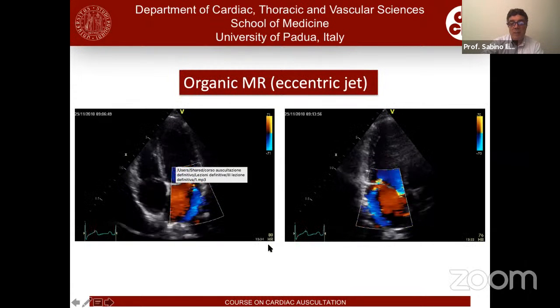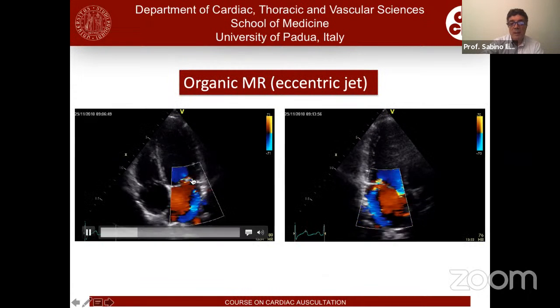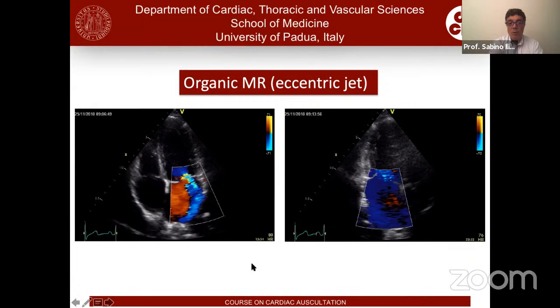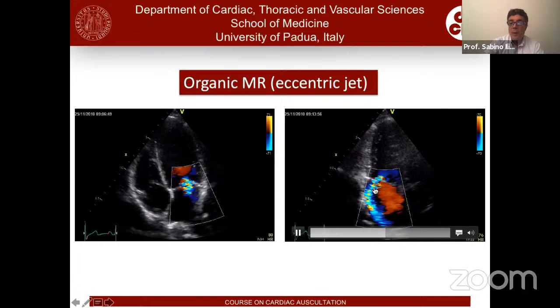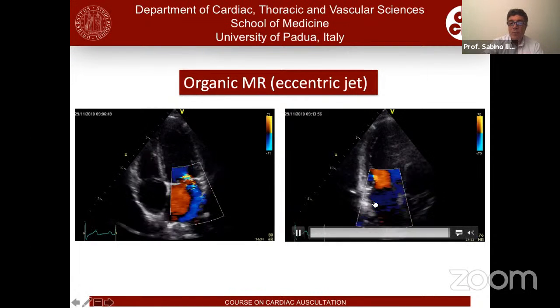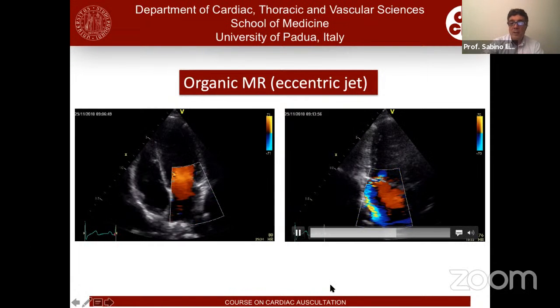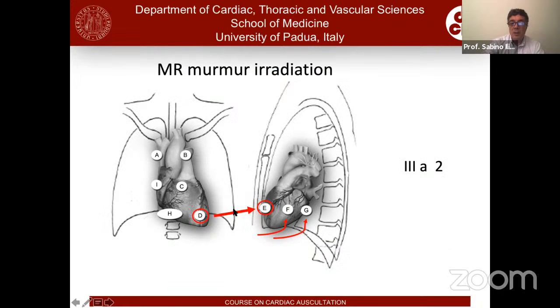This is another example in which the jet is directed through the lateral wall of the left atrium, here, eccentric, exactly in the opposite way as in the case before. And as a result, the irradiation is through E, F, G, that are the anterior, medial, and posterior axillary area.